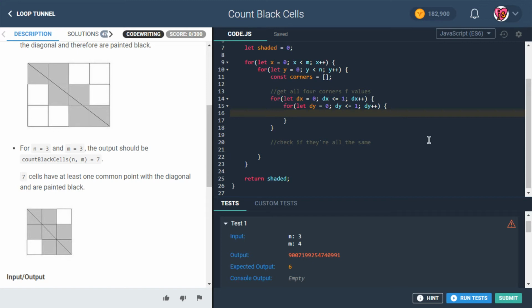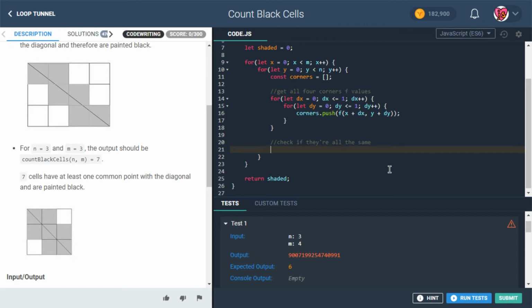Okay, cool. So let's just say corners.push f at x plus dx, y plus dy, because we know that all of those are going to be valid corners. And we want to check if they're all the same.